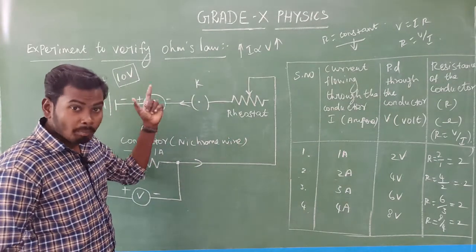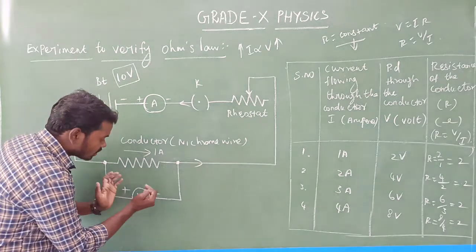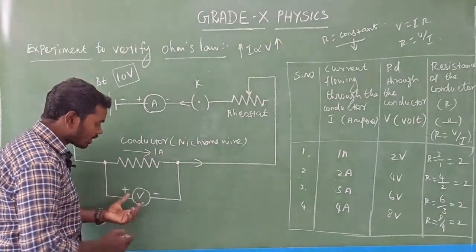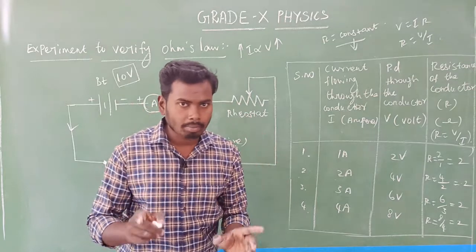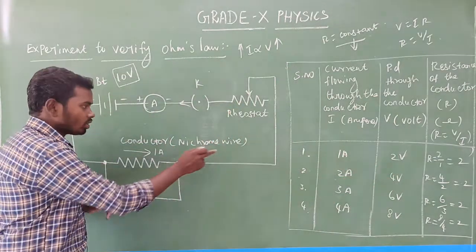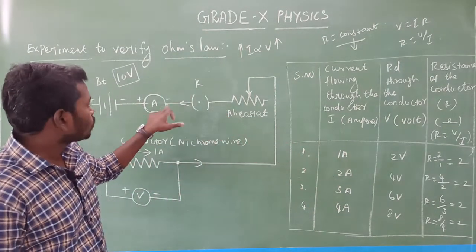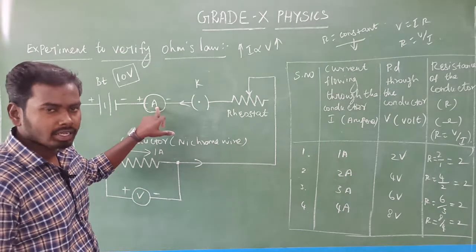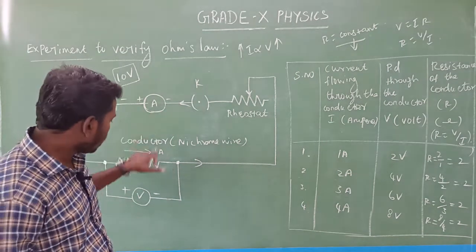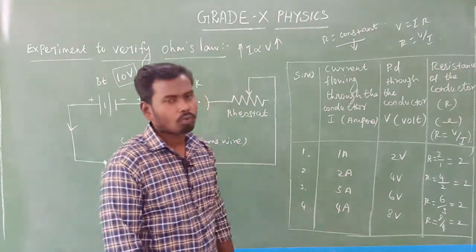If you set 1 ampere current in the ammeter, the corresponding potential difference across the 2 terminals of the conductor will be, this is for an example, 2 volt. Will be 2 volt here. Is it clear? Yes. Next, if you set 2 ampere current in the ammeter, the corresponding voltage value will be, for example, 4 volt.